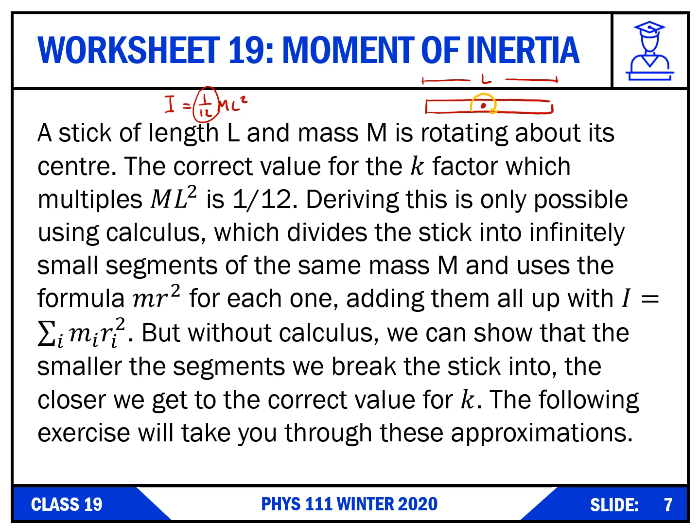So long story short, with calculus, we divide the stick into an infinite number of small segments of the same mass m, and use the formula mr squared for each one. But dividing the stick up into an infinite number of segments would really take forever, so we're going to try dividing it by half, and then dividing it into quarters, and then dividing it into eighths to see if we can get a better and better approximation of the true value of I.